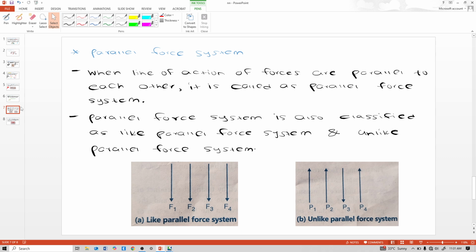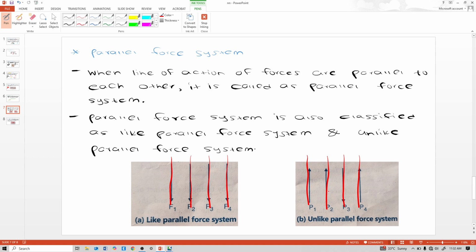Now next is parallel force system. When the lines of action of forces are parallel to each other, it is called a parallel force system. See here, the line of action of F1, F2, F3, and F4 are parallel to each other. That's why it is a parallel force system. See here also, P1, P2, P3, P4 lines of action are parallel.